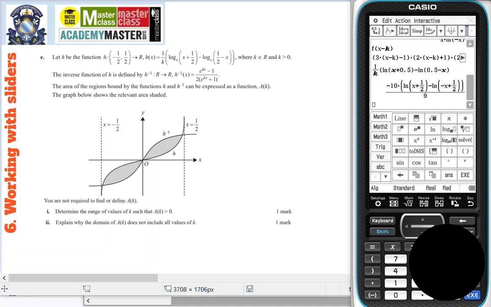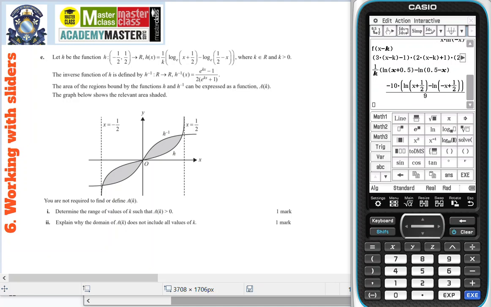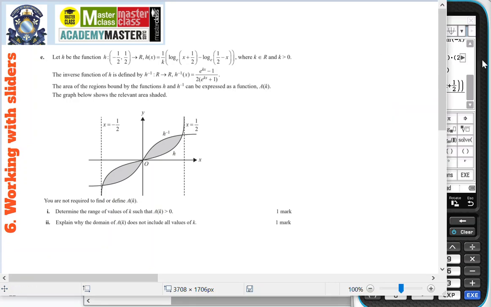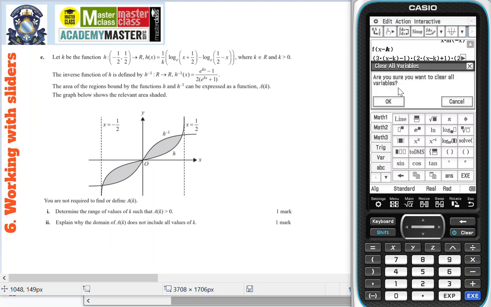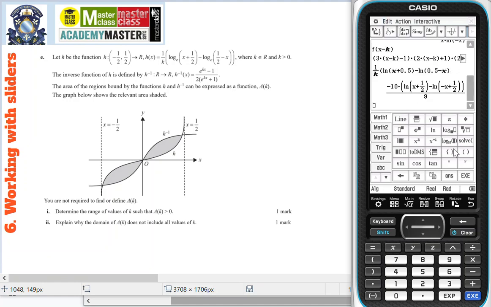Okay, so this is slider number 6, and I've started entering the first equation, 1 on k log base c of. When I pressed XC, I lost my k's, and that's because the last time I used the slider, k had a value. So if I just go Edit, Clear all values, OK, and now when I press XC, I have my k back because I cleared the value of k.